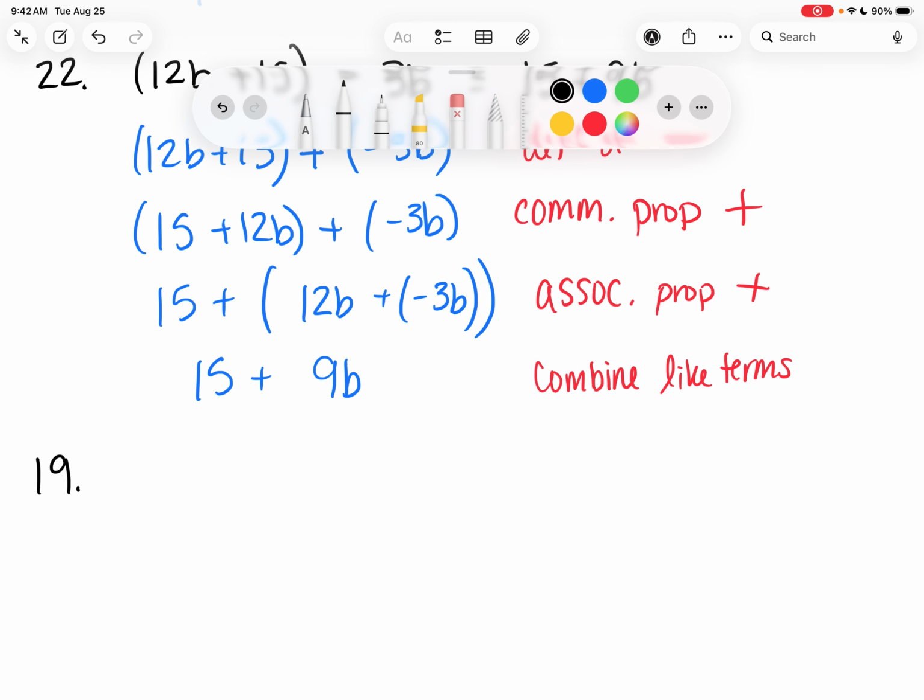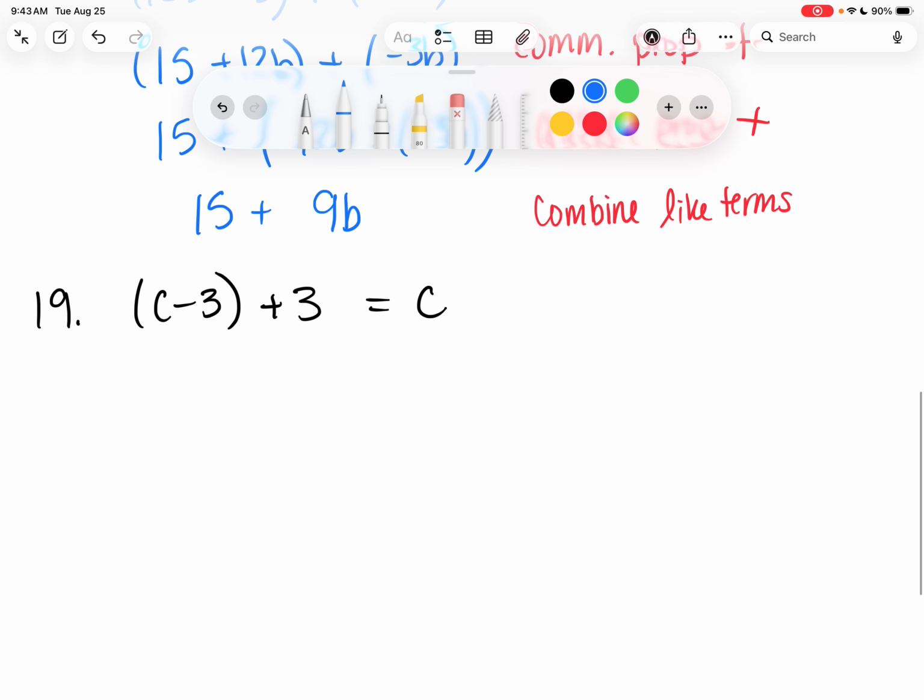19. So I am doing an odd one just because I want us to see this particular thing here. So I've got in parentheses c minus 3 plus 3 is equal to c. I don't know why I just threw a random parentheses over here on the side. Okay. So based on what we did in the last one, what do you think should be my very first thing that I do?